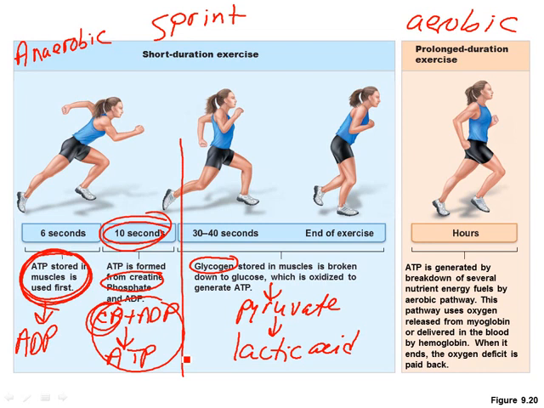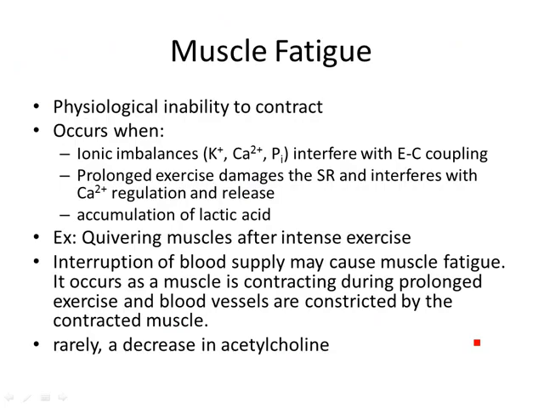Now for you and me, we've got to move into aerobic respiration. And that means we're using oxygen in order to form ATP. All right, now, what happens when you fatigue a muscle? When you've worked a muscle so hard, it just won't contract anymore. It's physiologically impossible to contract. You've basically spent the muscle. What's happened? It can be one of basically three things.